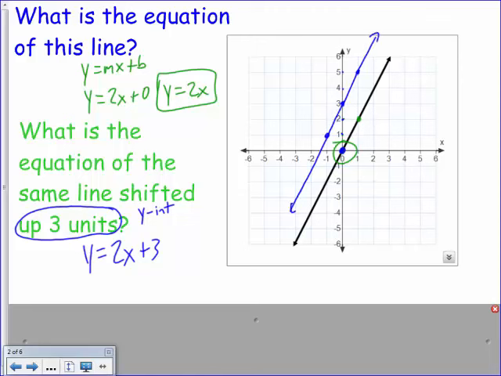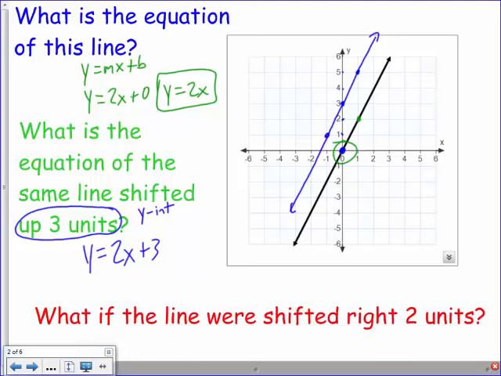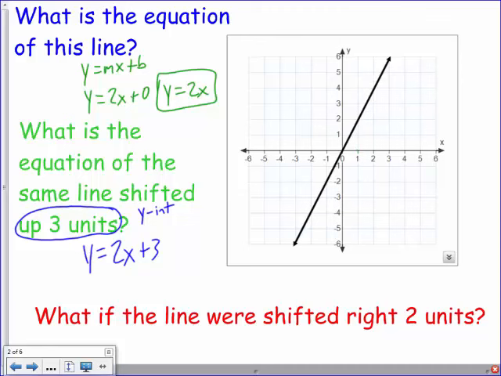And there we go. So in that case, I kind of could tell what the equation of the line would be, but if not, I would just go ahead and find a point, move it up 3, and then take a look and rewrite my equation. What about if our original line were shifted right 2 units? Okay, so let's go back to our original line.